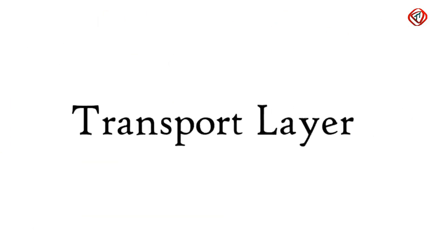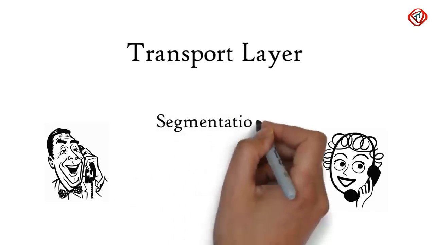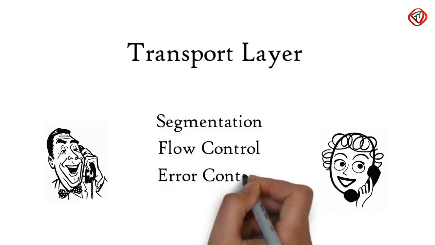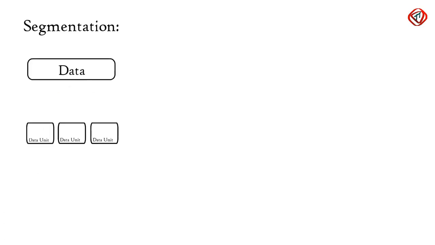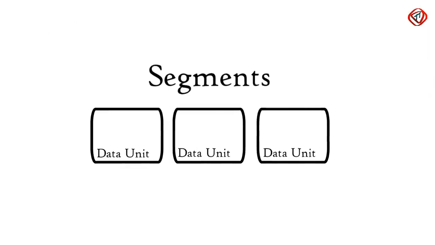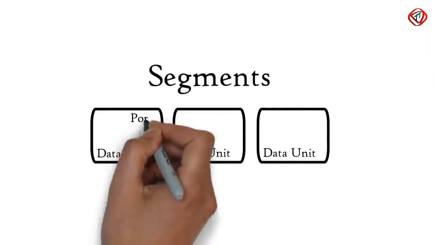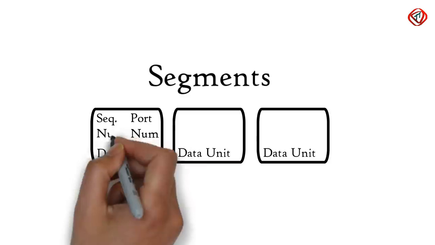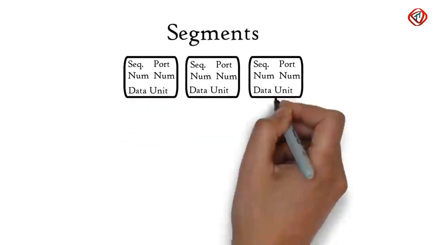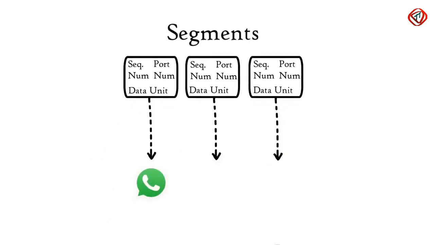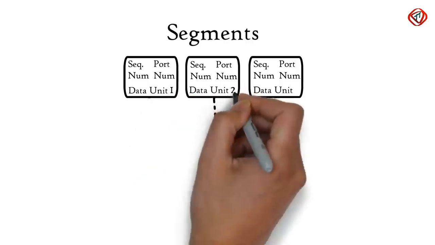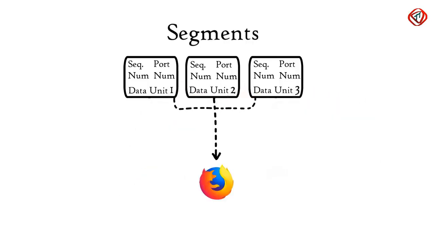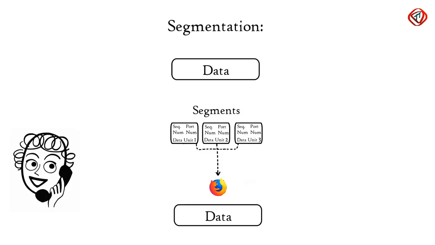Transport layer controls the reliability of communication through segmentation, flow control and error control. In segmentation, data received from session layer is divided into small data units called segments. Each segment contains a source and destination port number and a sequence number. Port number helps to direct each segment to the correct application, and sequence number helps to reassemble segments in the correct order to form correct message at the receiver.